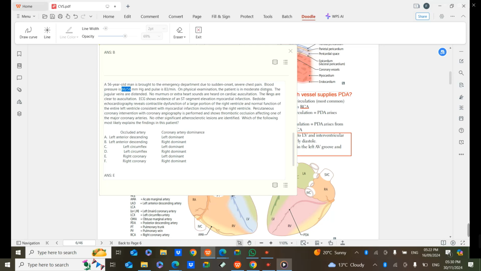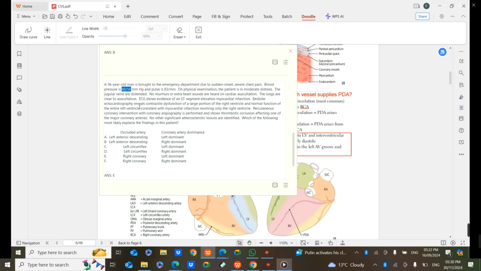On physical examination, the patient is in moderate distress. The jugular veins are distended, which is telling me that there is a problem with the heart. The heart is not contracting. That is why blood is entering into the heart but not leaving. Then the jugular vein will distend. ECG is now showing evidence of ST segment elevation myocardial infarction. So this patient has MI, STEMI.